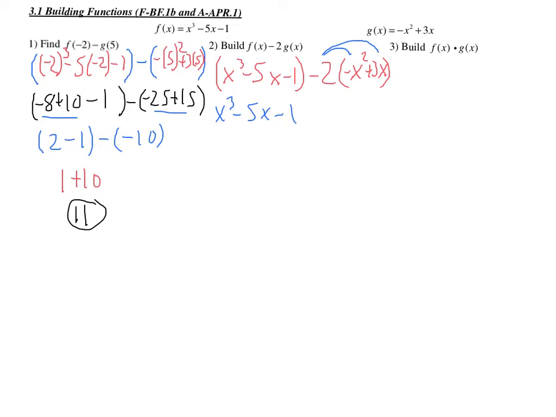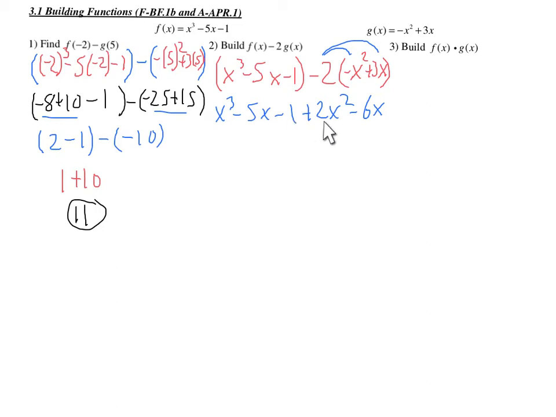When I multiply negative 2 times negative x squared, are we okay? That's positive 2x squared. And then when I multiply negative 2 times positive 3x, can you see that's negative 6x? You got to be careful. That's a negative 2 times and negative 2 times. Now all my parentheses are gone because once you distribute the negative, you can drop parentheses and combine like terms.